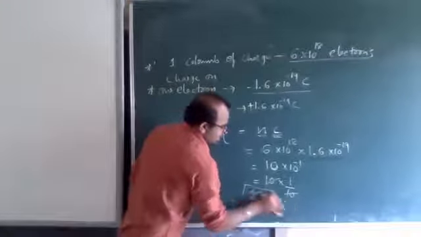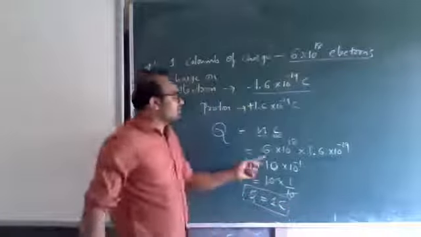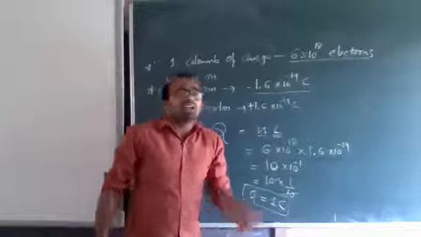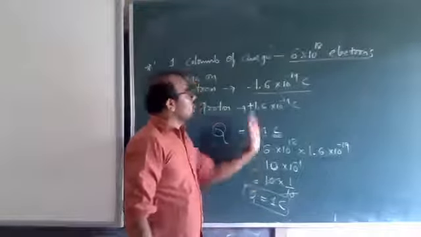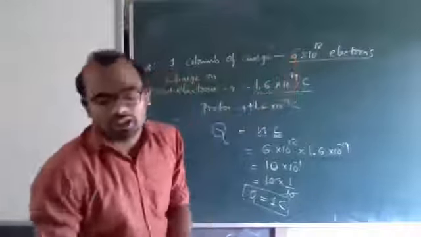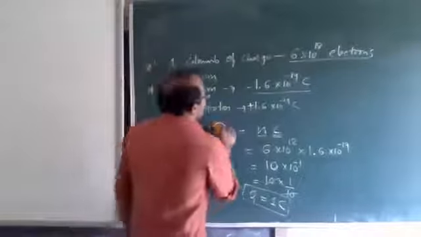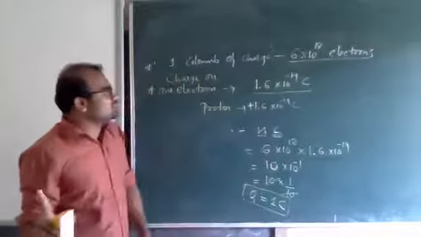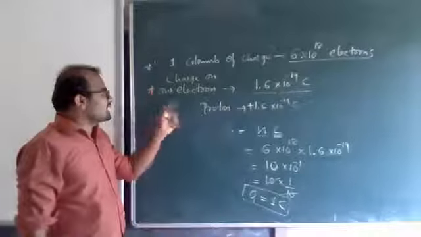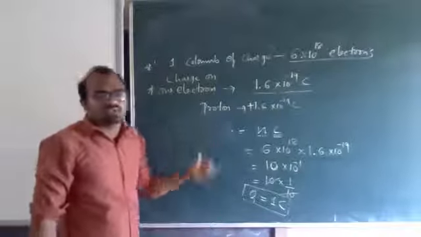So Q is said to be 1 coulomb if it has 6 into 10 to the power 18 electrons. Understood? You can even consider this as 1.6 into 10 to the power minus 19 coulomb also. Since the electron is a negative charge, sometimes we use it with a minus.